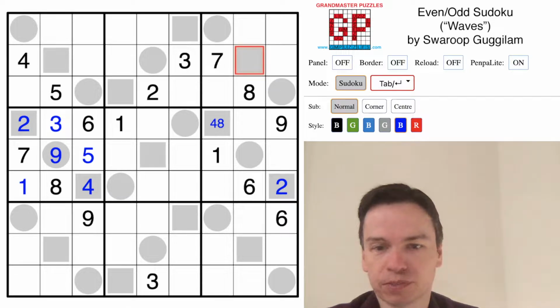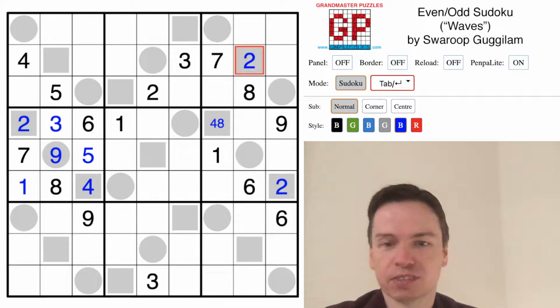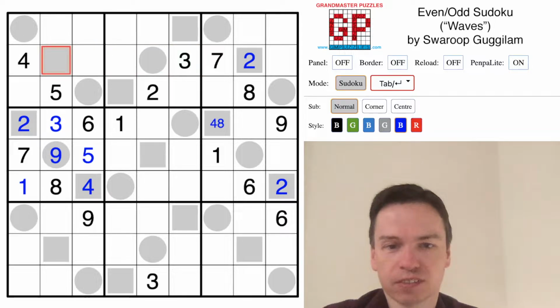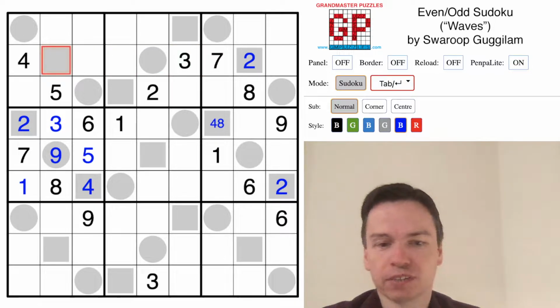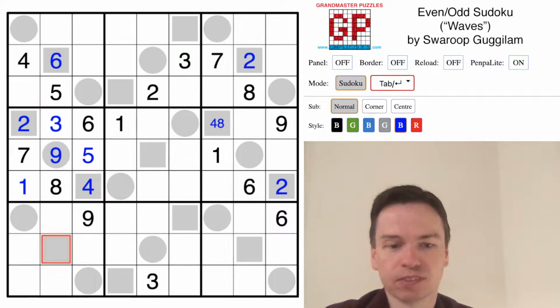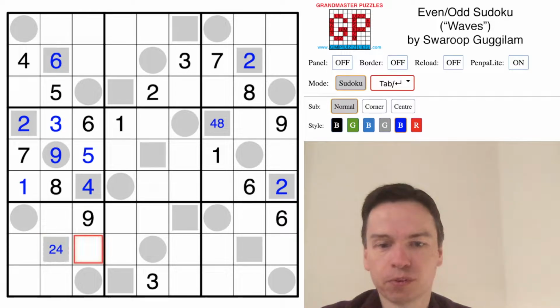The square up top sees 4, 6, and 8 right at the start from the given, so this is a 2. Tracking them to the left, this sees 2 and 4 in the row, 8 in the column. This must be a 6. This sees 6 and 8 in the column, so this is a 2 or a 4.